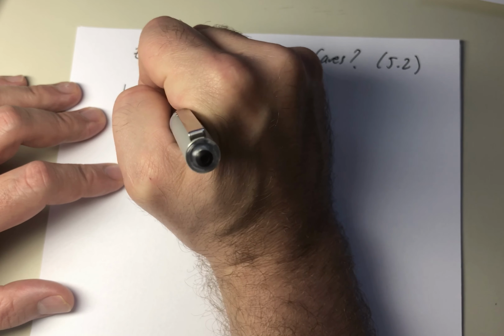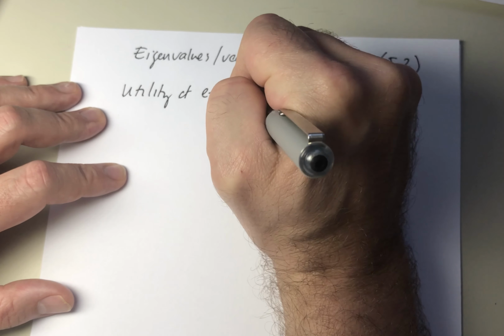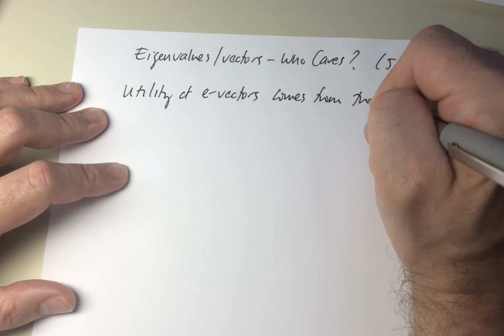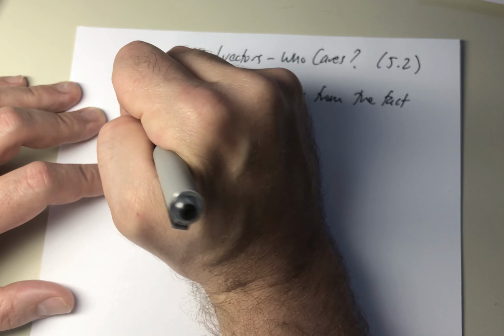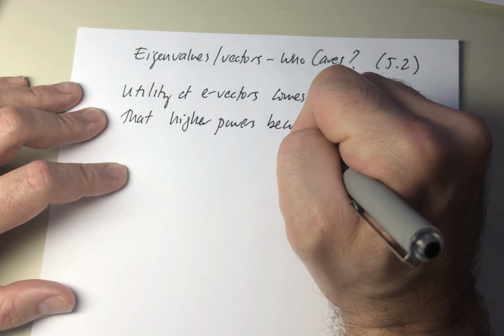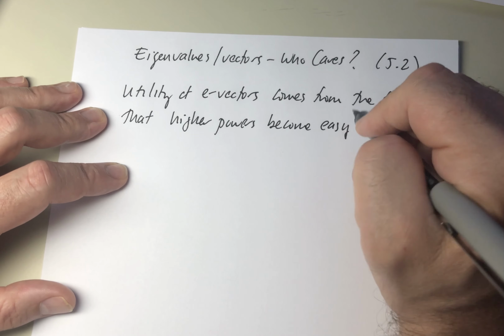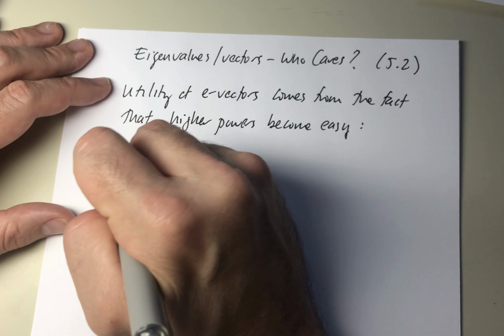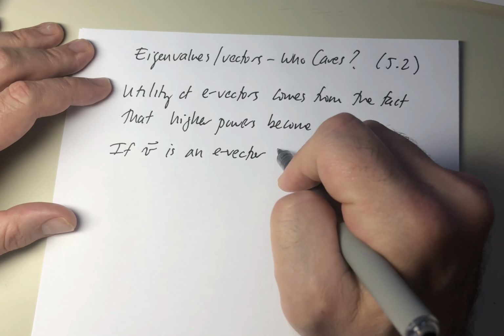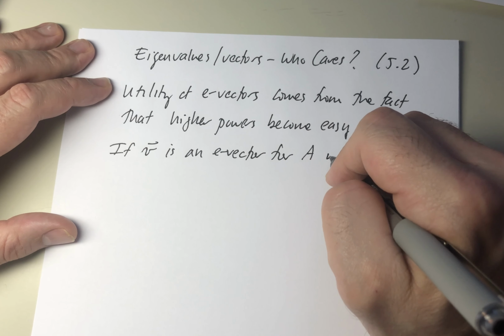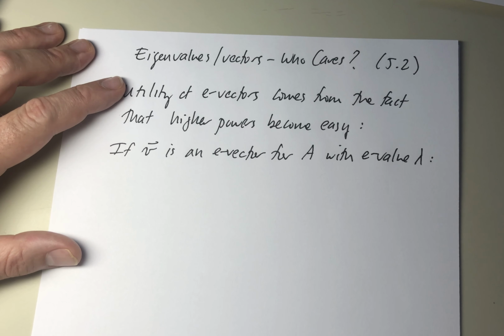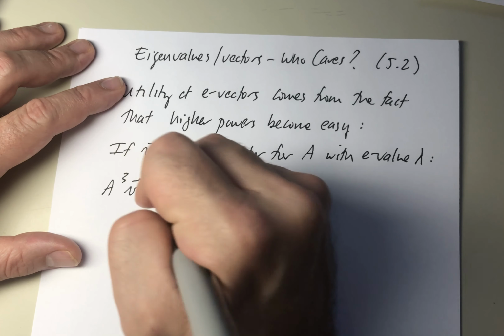So the utility of eigenvectors and eigenvalues comes from the fact that higher powers become easy. What do I mean by that? Well, first note that if v is an eigenvector for A with eigenvalue lambda, then what happens when I take, let's say, A cubed times v?